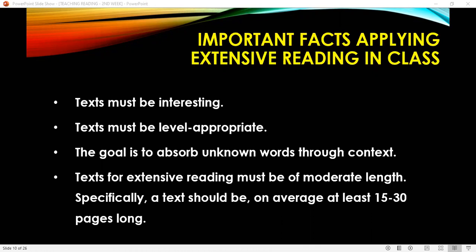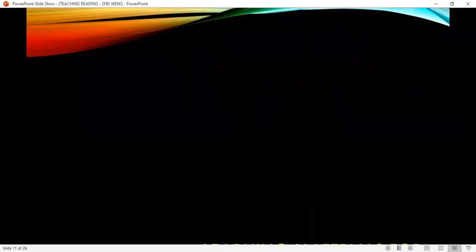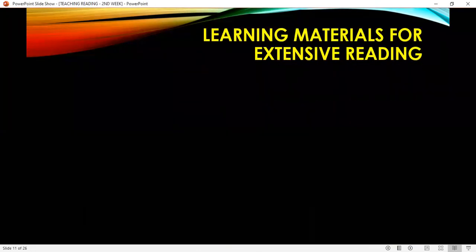Okay, now, here, what kind of materials? Now it says, what kind of materials or learning materials can we use for extensive reading? And you told me some of them. I'm going to show you here some of these materials that we could use for extensive reading.